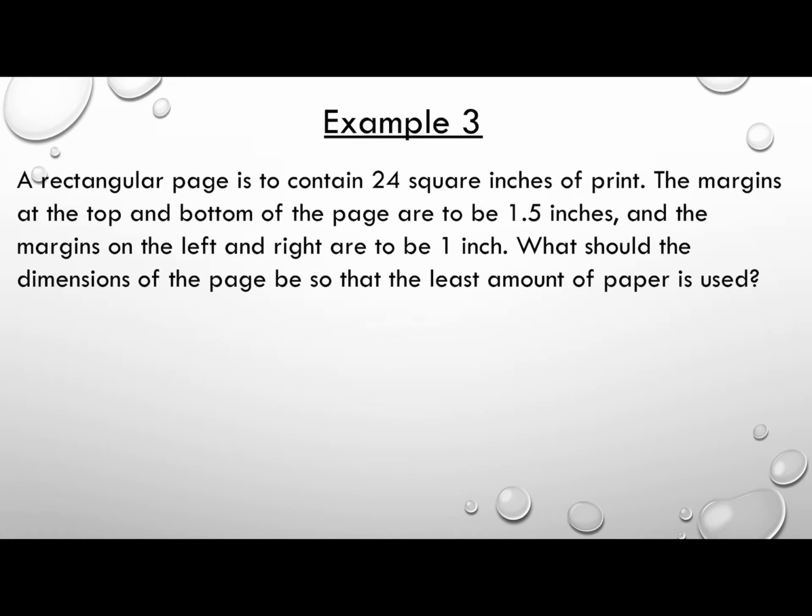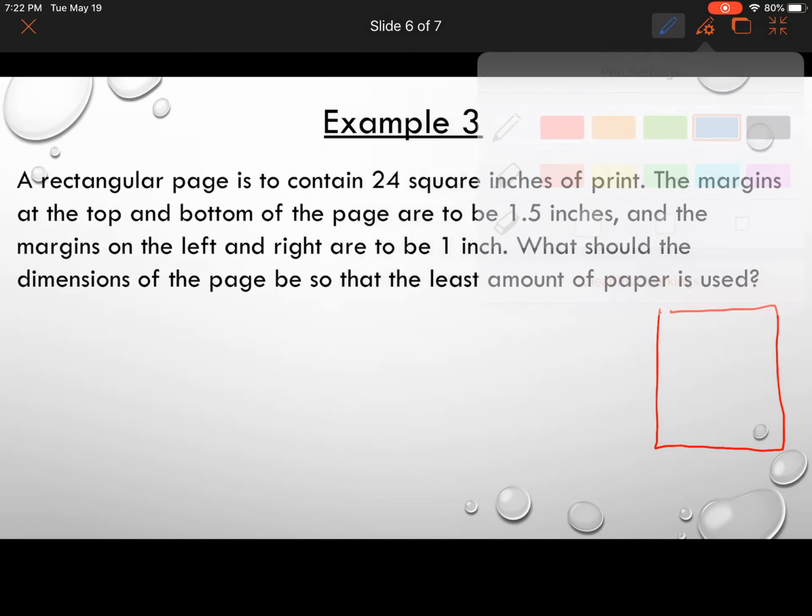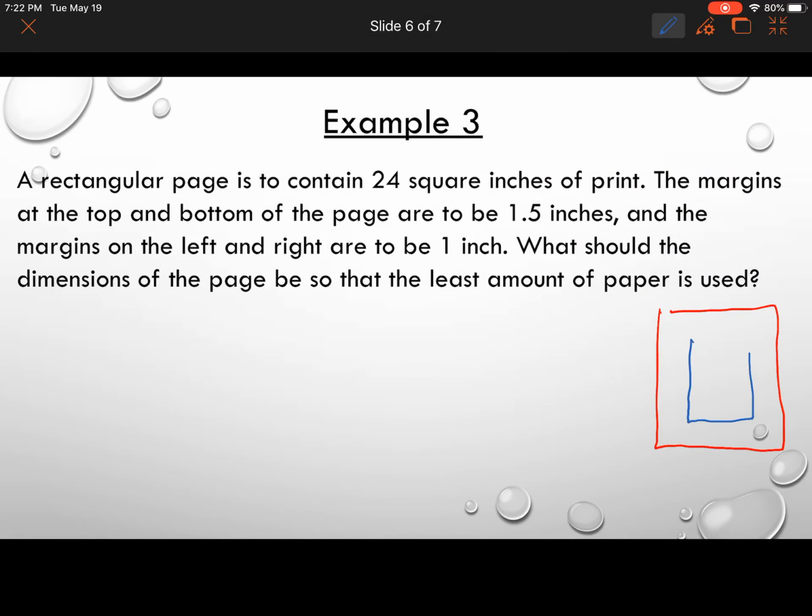So we have a rectangular page that is to contain 24 square inches of print. So let me actually draw that picture that's on your paper. So your picture looks something like this. So that's your paper. And then the print is a certain section. Okay. So the blue section, the area of that blue section is 24.